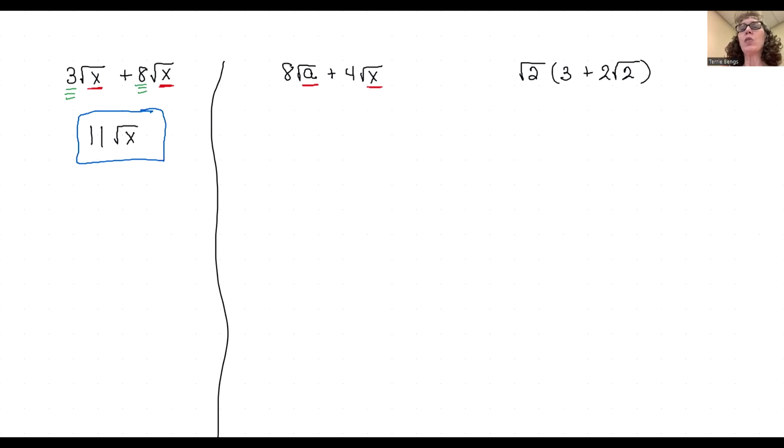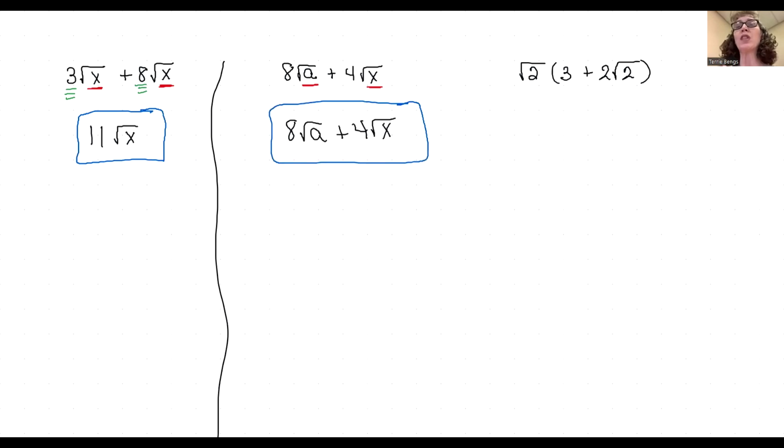So the answer is going to be the exact same thing, because we can't add the stuff in front of it, because whatever's underneath that radical sign is not the same. So we cannot combine. That one just stays just like it is. Not too bad, huh?